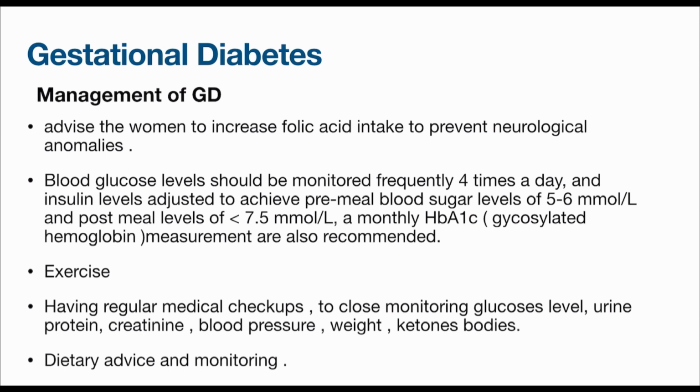Okay, what is the management of gestational diabetes? If the mother has gestational diabetes, how can we manage that? We advise the woman to increase the folic acid intake to prevent any congenital anomalies, especially the neurological anomalies. Blood glucose levels should be monitored frequently, 4 times a day, and insulin level adjusted to achieve a pre-meal blood sugar level of 5 up to 6 millimole, and a post-meal level less than 7.5 millimole, and monthly she needs to check the HbA1c levels, and the measurement should be recommended to follow up with her.